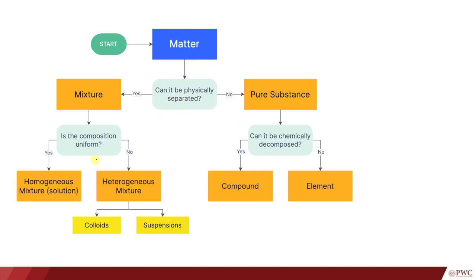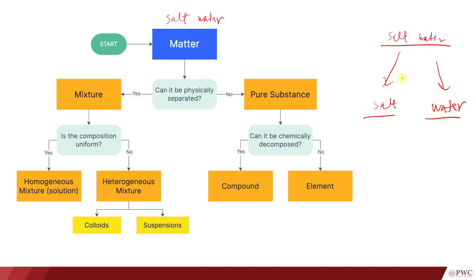We have here guide questions that will help you identify whether this is a given type of matter. Let's take for example salt water. So salt water is composed of salt and water. Now how do I separate this one into its components, salt and water? I can do that by boiling this one. So boiling or evaporation, that one is a physical change, right? Physical change.